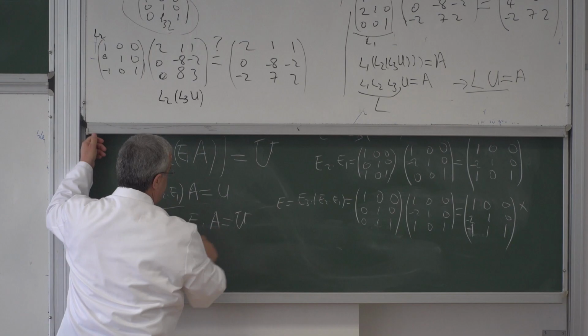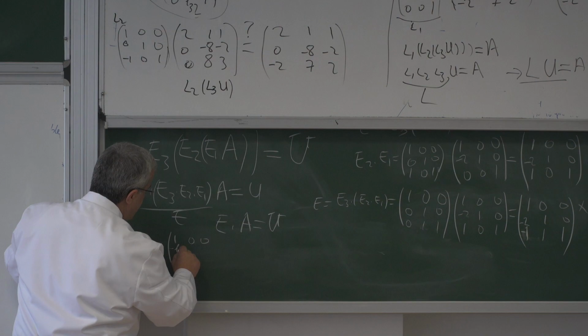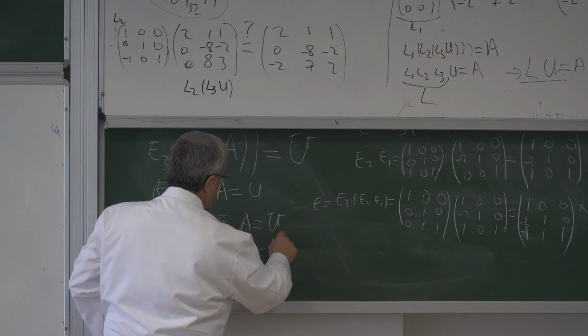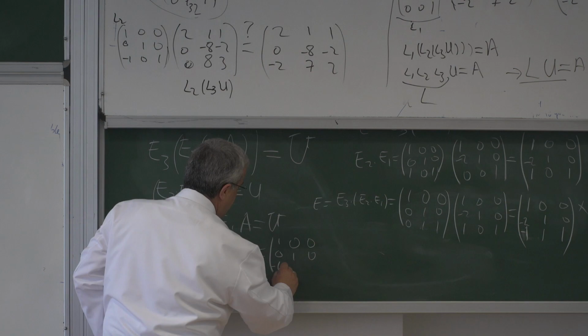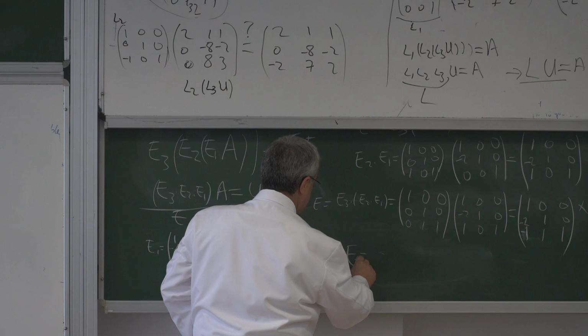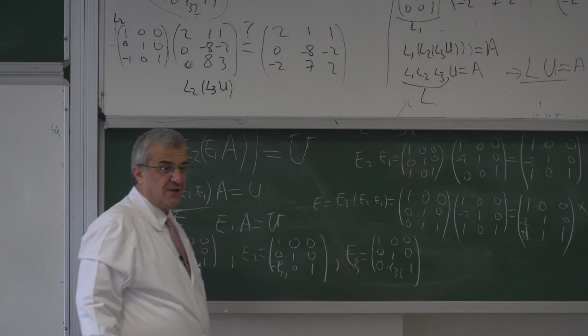E1, E2, E3. E1 was equal to 1, 0, 0, minus L21, 1, 0, 0, 0, 1, right? And E2 was 1, 0, 0, 0, 1, 0, minus L31, 0, 1. E3 was 1, 0, 0, 0, 1, 0, 0, L32, 1. Okay? This is what it is in terms of multipliers symbolically.